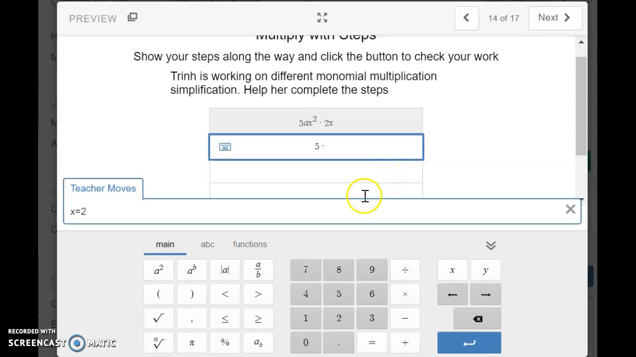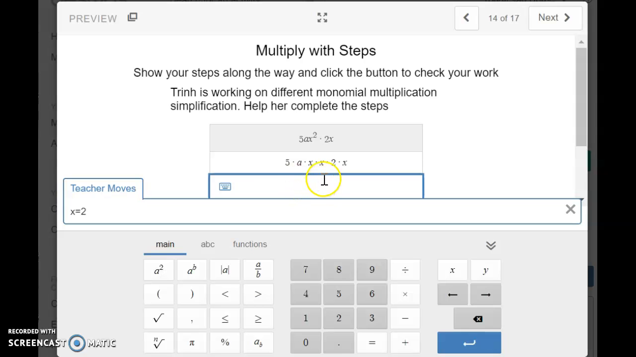5 is multiplied to a, is multiplied to x. x is being multiplied two times. And then that is being multiplied to 2 and another x. And on the second line, I can bring the 5 and 2 together.